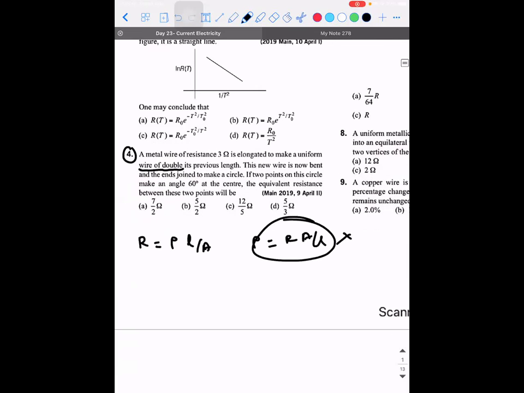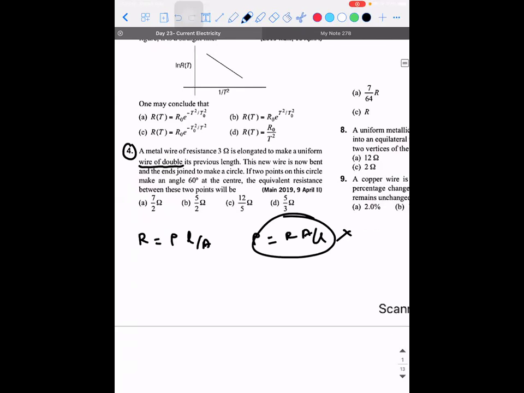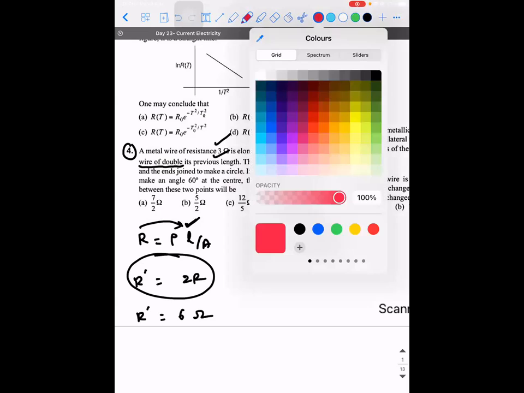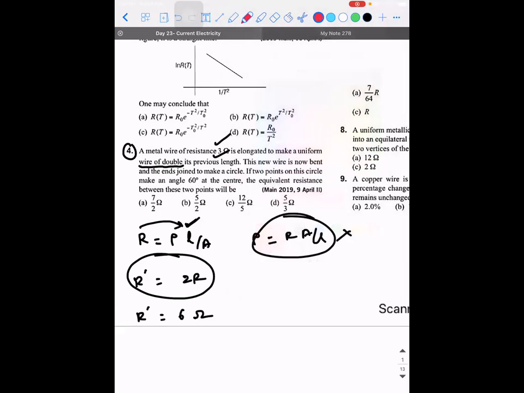So, one more common mistake. When I say the length is doubled, what will happen to the resistance? Can I write R dash is equal to 2R? Correct. R is directly proportional to length. Length is doubled. So previous resistance was 3 ohm. Now I'm saying the new resistance will be 6 ohm. Correct. Yes or no? Correct? This is wrong.